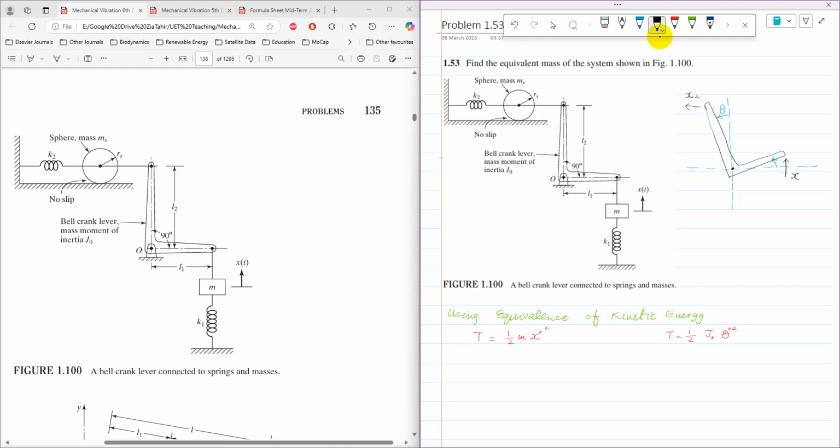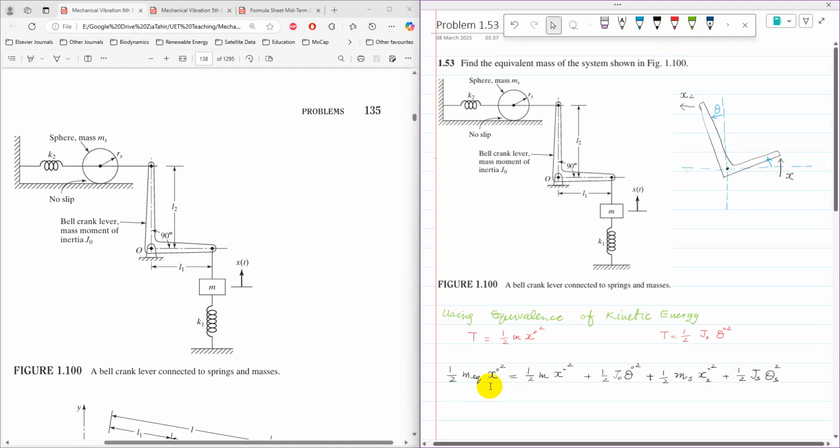Using equivalence of kinetic energy, the kinetic energy of the whole system is equal to the kinetic energy of mass m, then the kinetic energy of the bell crank lever, and then two kinetic energies of the sphere: one is a translational kinetic energy and the other is a rotational kinetic energy. I am going to assume that when this end of the bell crank lever moves towards the left, K2 will have a displacement x2, and the sphere will also have a rotation theta s.